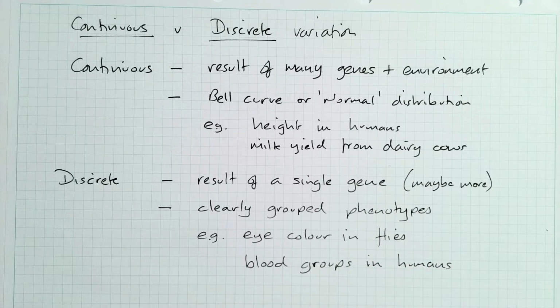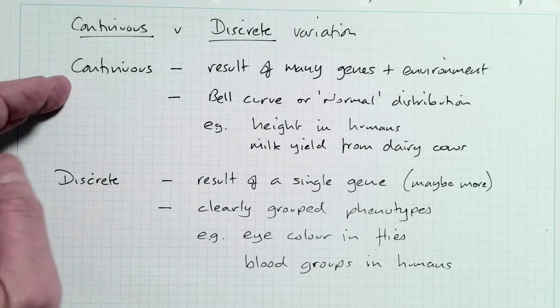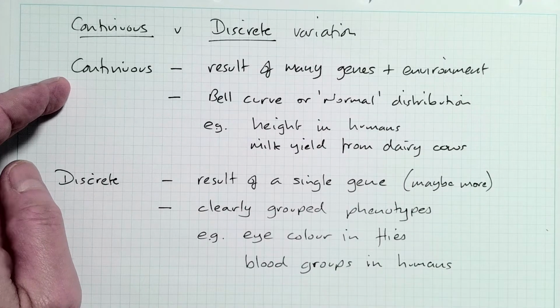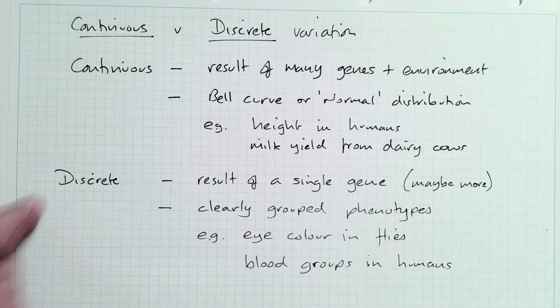and examples of this are eye color in flies and blood groups in humans. So continuous variation, basically we're looking at all the genes in an individual. Discrete variation, we're just looking at 1 gene, sometimes 2. And we don't really need to go any further than that. So I hope that's helpful to you. Continuous variation is important. It's going to become important when we talk about evolution later on. Discrete variation is what we're going to be talking about next when we go and look at a monohybrid cross.